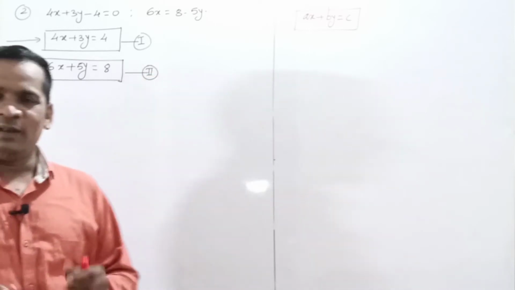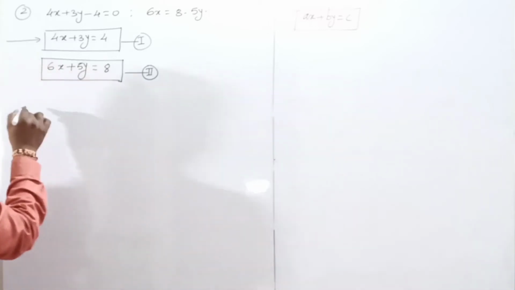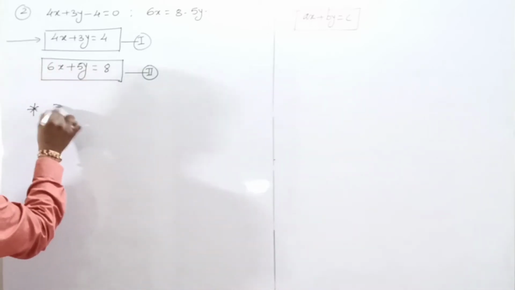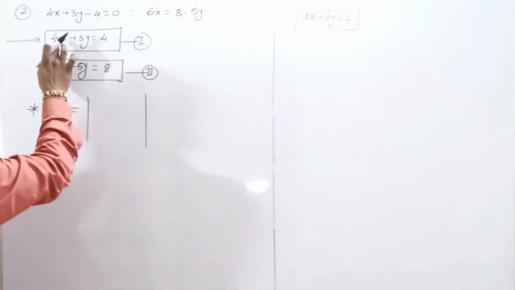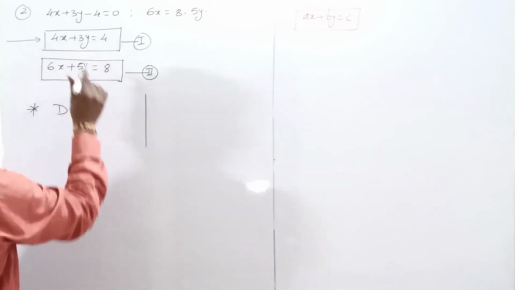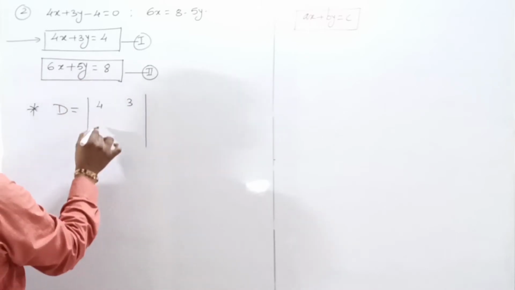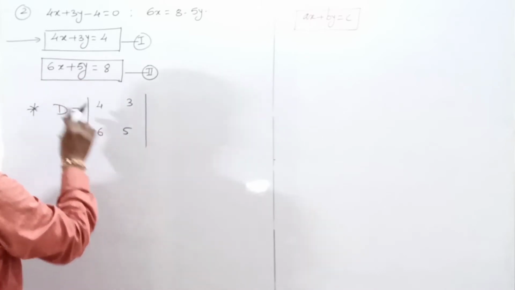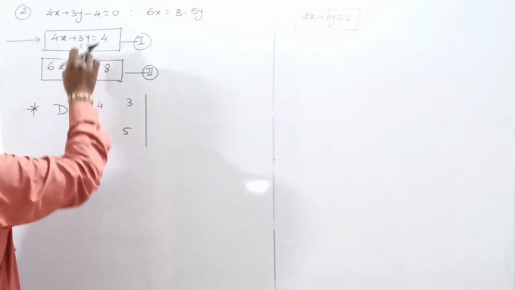Okay, so this is equation number 2. So let's find the value of the determinant. The first one is d. To find that d, we know how to take the determinant. The determinant is the coefficients of the first two terms. So this will be 4 and 3, 6 and 5, like this. You can take it like this also, 4, 6 here, 3 and 5.